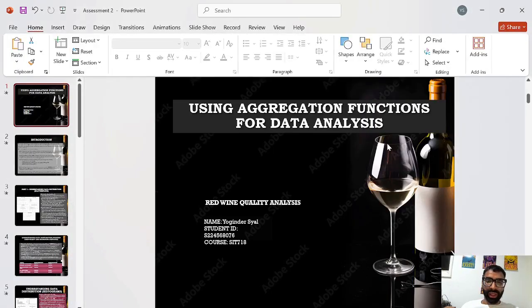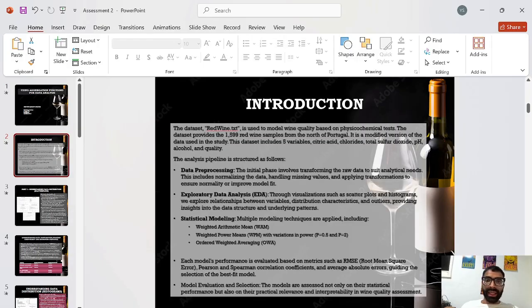This is SIT718. In this particular project, we are doing a data analysis on the red wine dataset. The dataset contains 159 red wine samples from the north of Portugal and contains 5 variables: citric acid, chlorides, total sulfur dioxide, pH, alcohol, and a target variable which is the quality. Firstly, we are doing data pre-processing, in which we are applying different sorts of transformations to analyze the dataset. Secondly, we are doing EDA, in which we are plotting scatter plots and histograms. Lastly, we are doing modeling, in which we are using different sorts of models to predict the results.